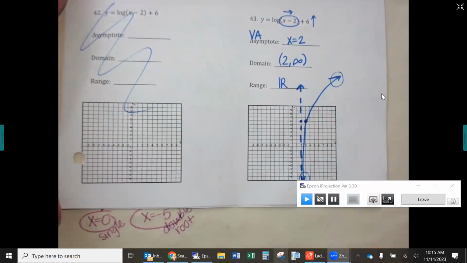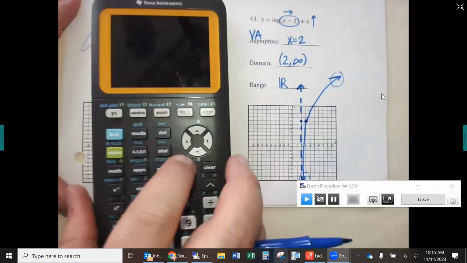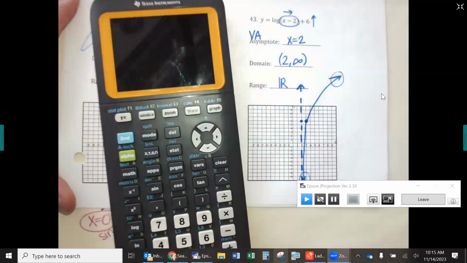Okay. But let me remind you of one more thing. When you take your test, why is this the easiest section? Because you get a graphing calculator. So if you forget what it looks like, just type it in here and you can look at it, you know? Okay.